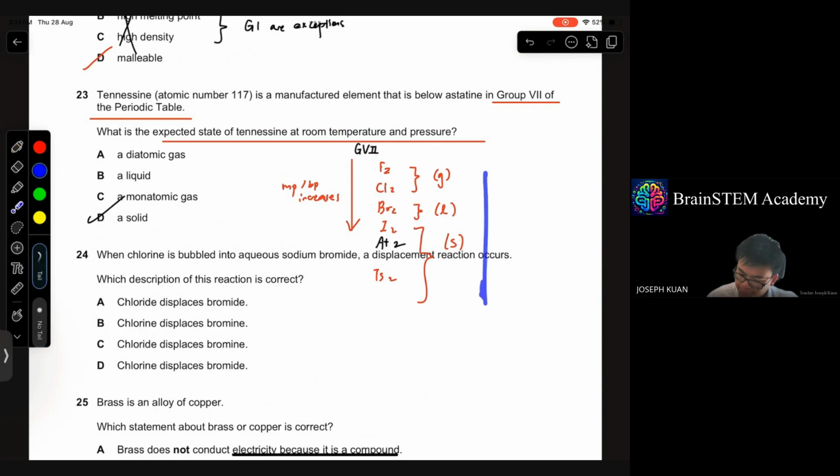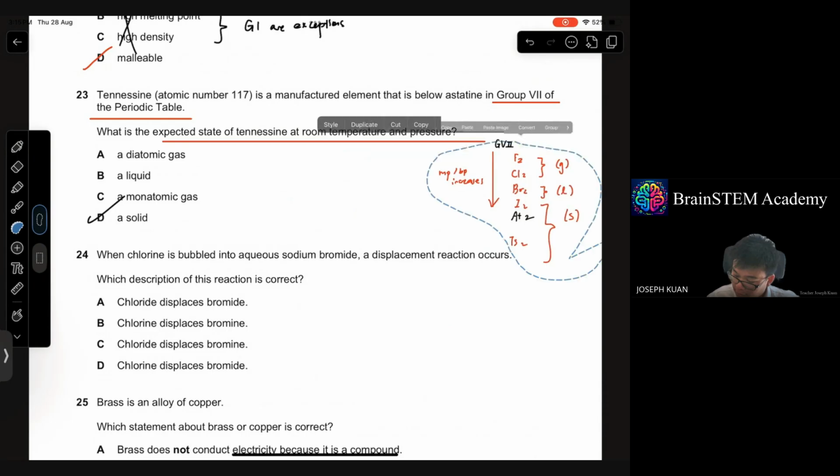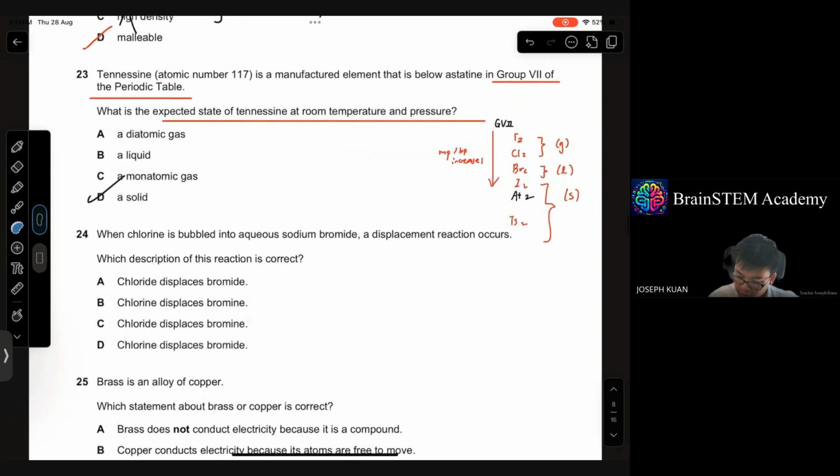Based on the trend here. Moving forward, 24. When chlorine is bubbled into aqueous sodium bromide, a displacement reaction occurs. Which description of this reaction is correct?